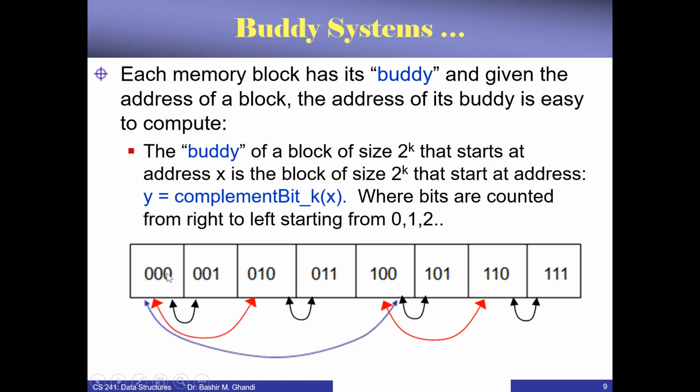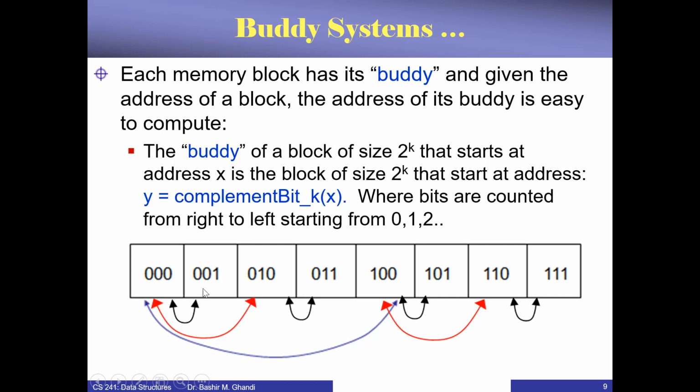We're going to be counting the bits 0, 1, 2 from right to left. So this is number 0. Just complement it, it will turn to 1. Of course, complementing means change it. If it is 0, change it to 1. If it is 1, change it to 0. So if you complement 000, you're going to get 001, essentially telling you this is actually the body of this one. This is what this black arrow means, that these two are bodies, memory blocks of size 1.